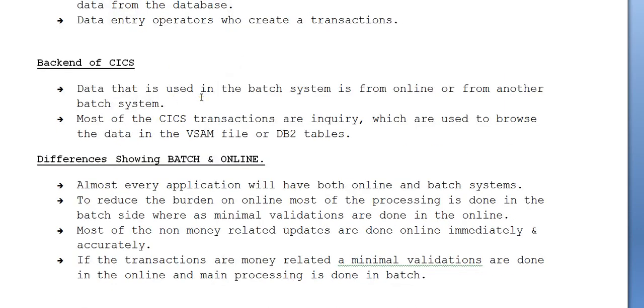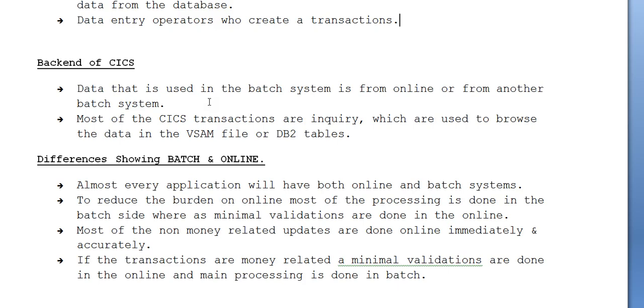Okay, and a little bit about the back end of CICS: what happens beyond the screens? The data that is used in the batch system is either from online or from another batch system. For example, I went to an ATM machine. The first thing I did was enter my password and check my previous balance, or get a mini statement. Or I try to withdraw an amount, say $100.